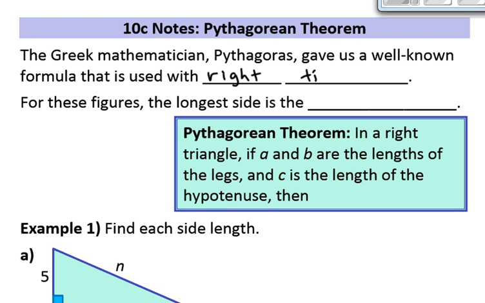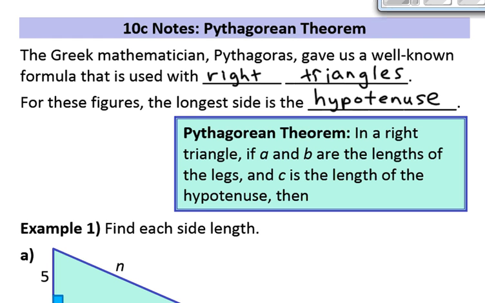Now, most likely you have learned and used the Pythagorean theorem before, but now we're going to look at how the Pythagorean theorem works with the radicals and how we've been simplifying radicals. So, just kind of a review though, for these figures, the right triangles, the longest side is called the hypotenuse.